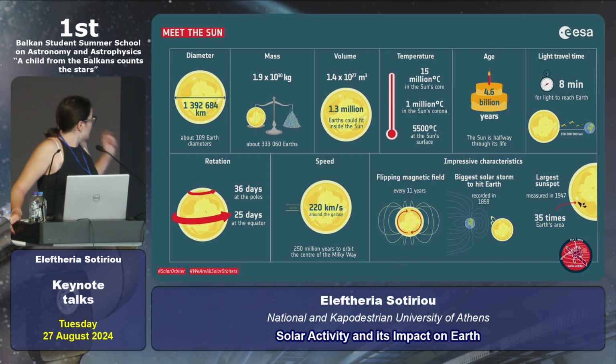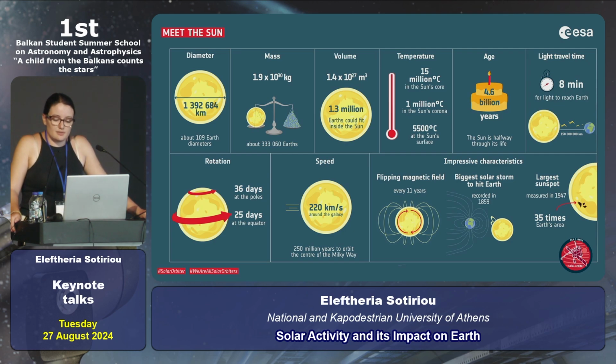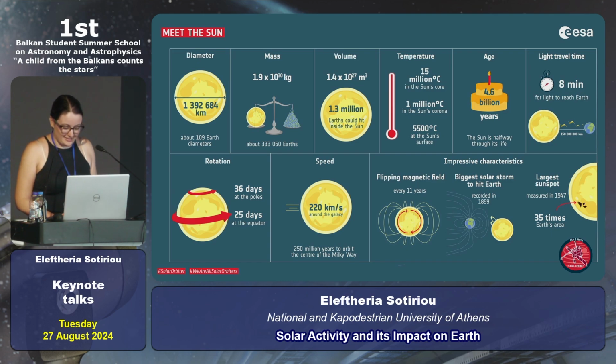As you can see from the first picture here, its diameter is pretty big, and if we put many Earths there, we would need 109 Earths in order to fit the diameter of the Sun. Its mass is 333,060 times the mass of the Earth. The maximum temperature reached inside the Sun is in its core, and it's about 15 million degrees Celsius. Our sun is 4.6 billion years old, and it's supposed to live for another 4.6 billion years before it dies, as you also heard yesterday.